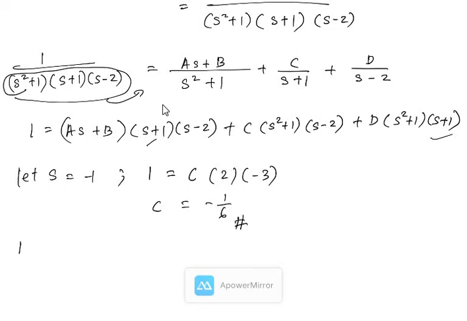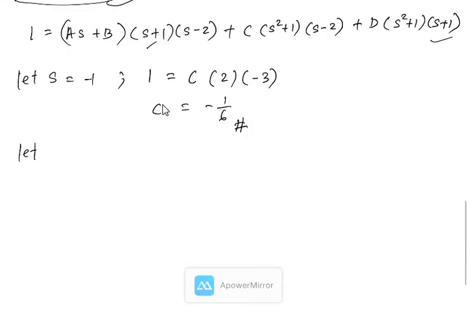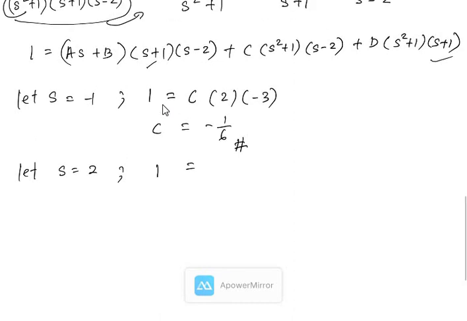Next, we assume s is equal to 2. So we left 1. So for this part also 0 and this part also 0. So we left the d. So d, s equal to 2, so we have 2 squared plus 1. So it's 4 plus 1. And then 2 plus 1 is 3. So here we have d equal to 1 over 15.